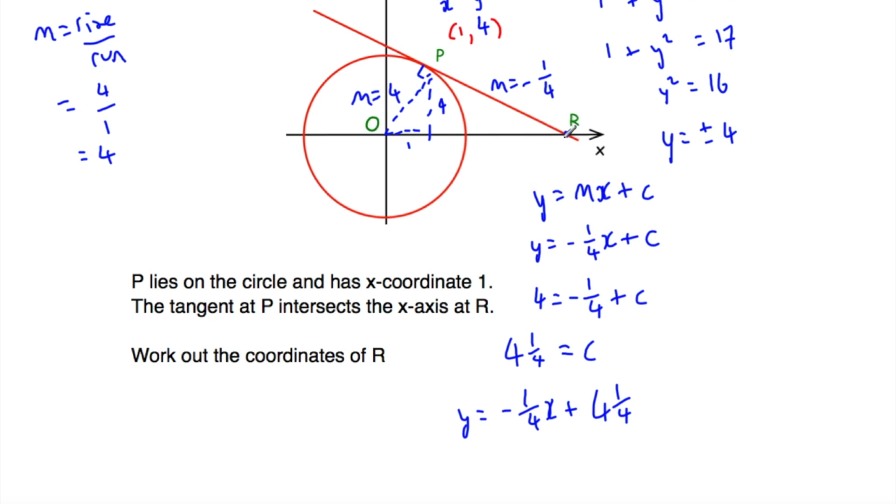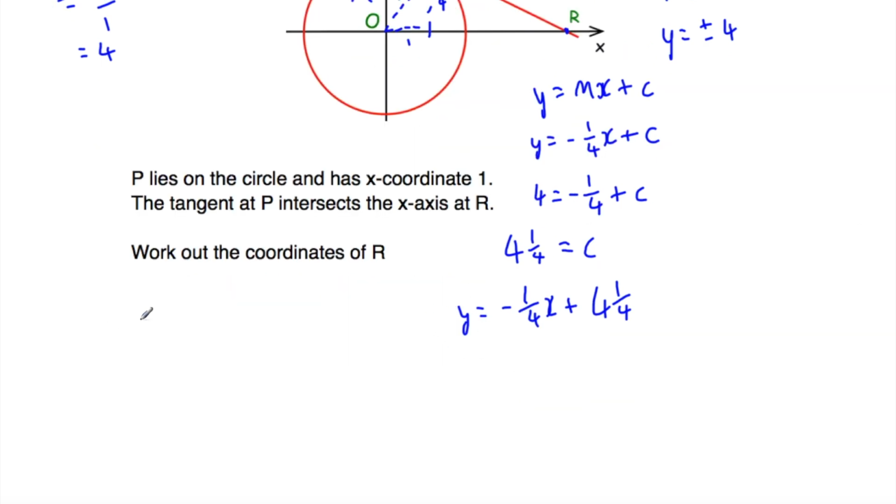We know that y is equal to 0. So if we let this y equal 0, we're going to get that 0 is equal to -1/4 x plus 4 1/4, or 17 over 4. So this is fantastic. If we solve this equation, we can find out what x is. And then once we find out what x is, we can then find the coordinates of R.